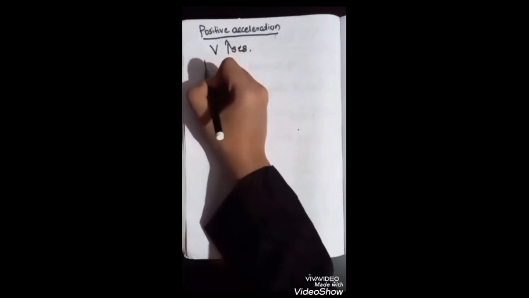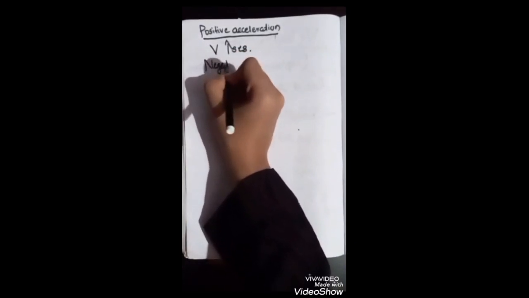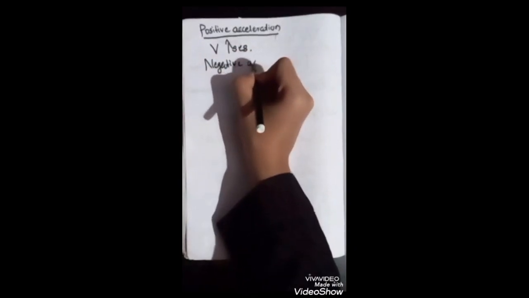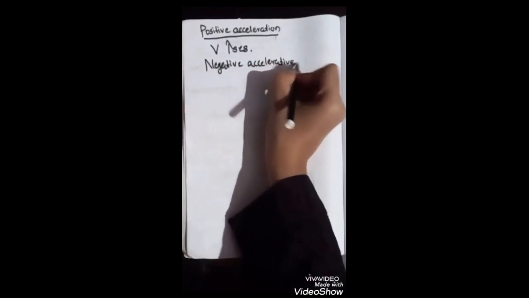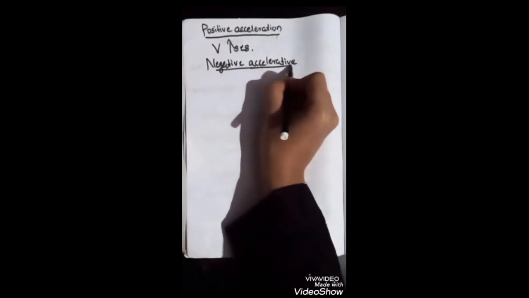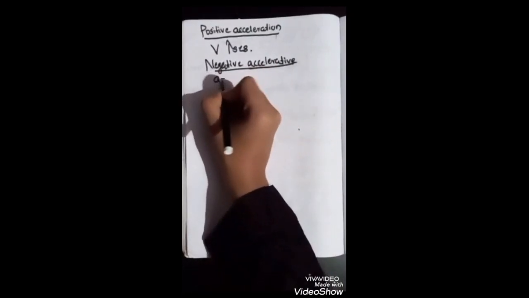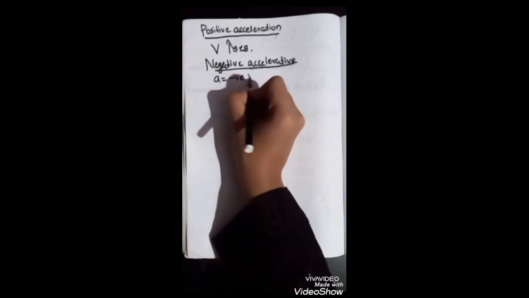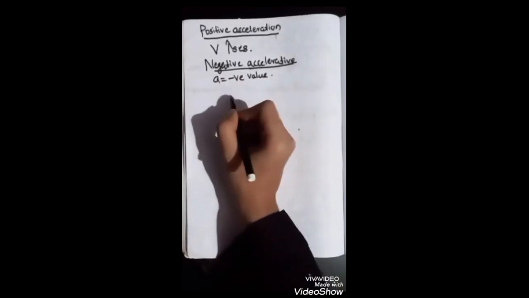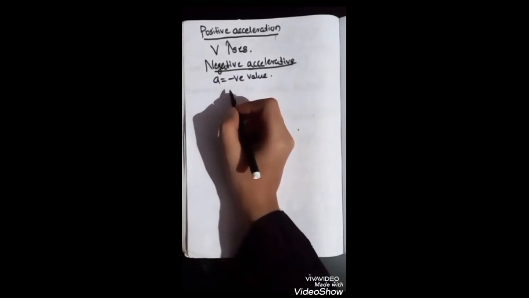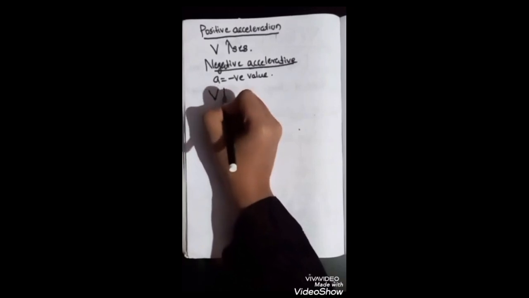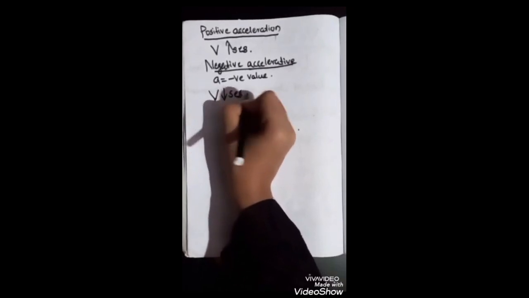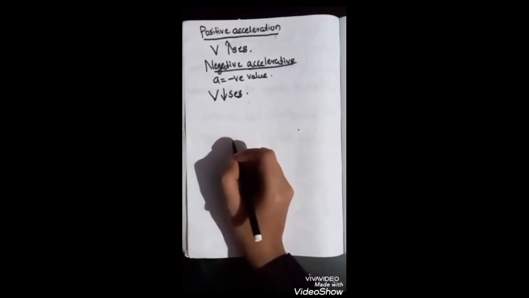Then what is negative acceleration? Negative acceleration is opposite to that of positive acceleration. Here the value of acceleration will always be a negative value. That is, here the change in velocity is negative. That is, the velocity of a moving object decreases. Then how can we define it?